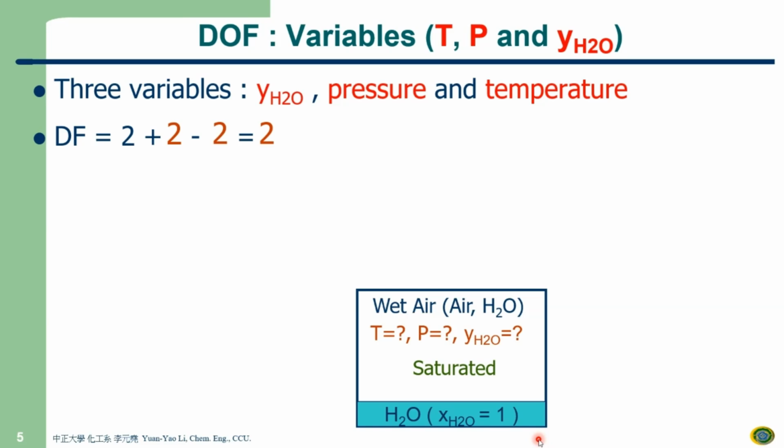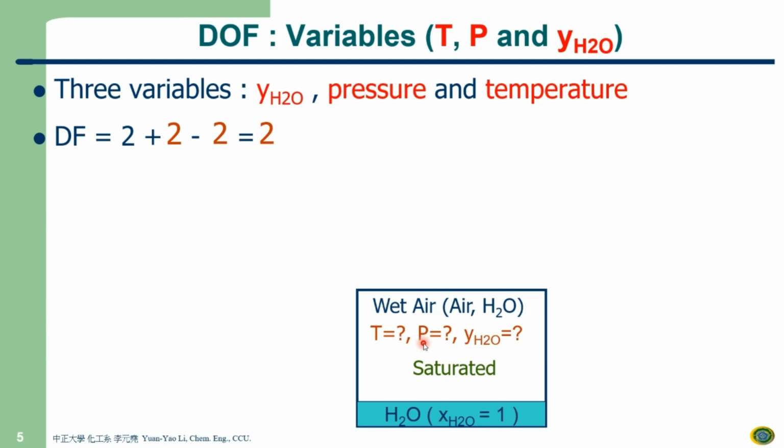What does that mean? There are 3 unknowns in this system. What you need is 2 pieces of information among these 3. Then you can get the rest of it. For example, if I give you the pressure and temperature, this is the normal case, you will get the molar fraction of the water in the gas phase. If I give you the molar fraction of the water in the gas phase and temperature, you can figure out the pressure in this system. That's the meaning of the DOF.